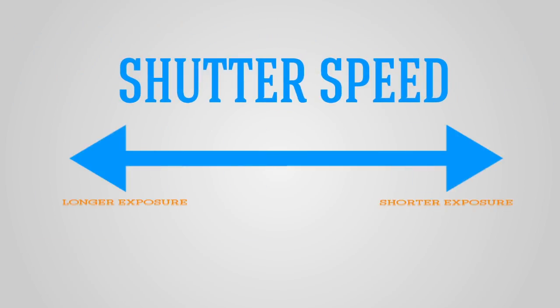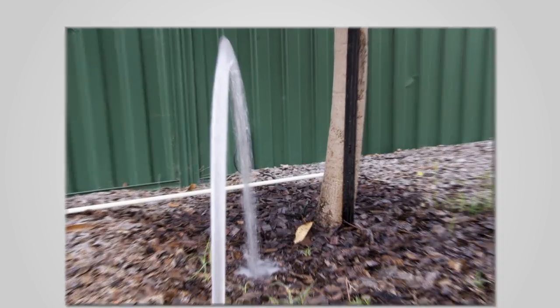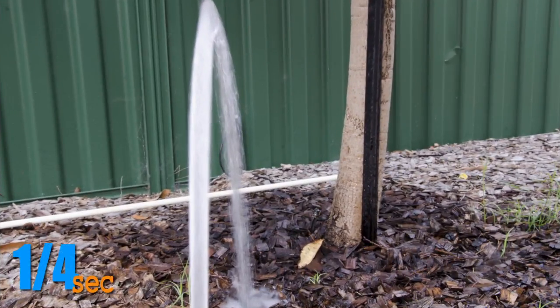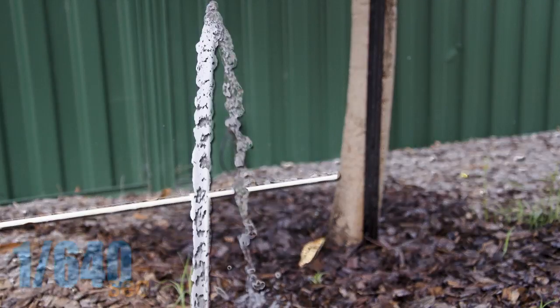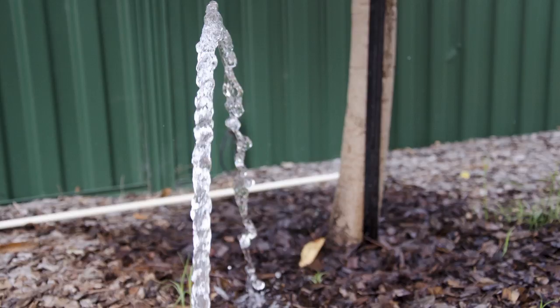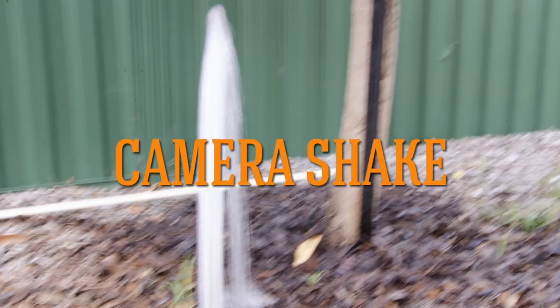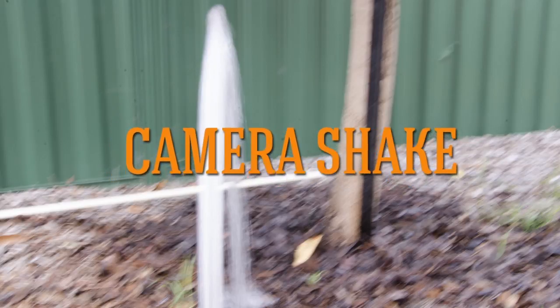Shutter speed is the amount of time that the shutter is open, and it is measured in seconds. A longer shutter time can make the action blur and give a brighter image. As for a fast shutter speed, it can freeze action and give a darker image. However, if you are using a shutter speed of 1/16 seconds or slower, it's very difficult to use without getting camera shake unless you are using a tripod.